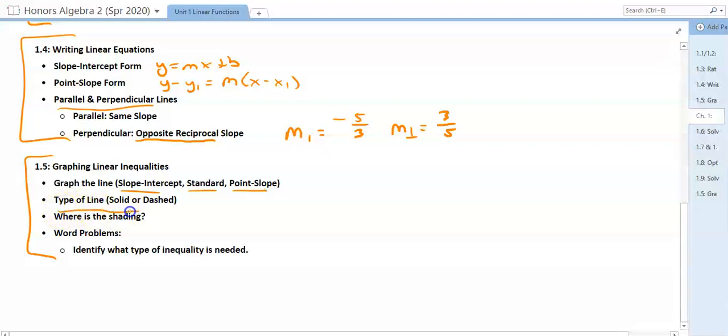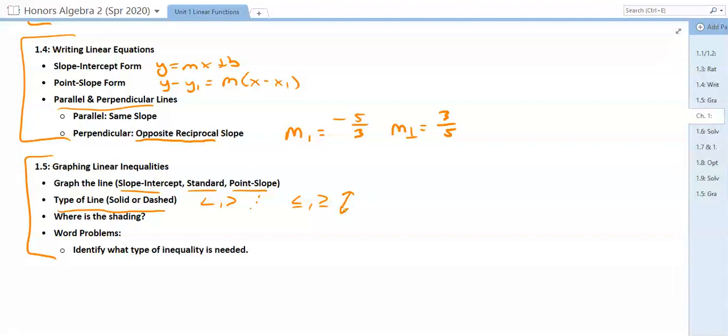Remember what type of line we need to deal with. So remember if it's less than or greater than, it's going to be that dashed line. If it's less than or equal to, greater than or equal to, it's going to be that solid line. And remember, where's the shading? Where do I plug in 0, 0 and figure out if the shading's going to work there or not work there, or try a different point, right?